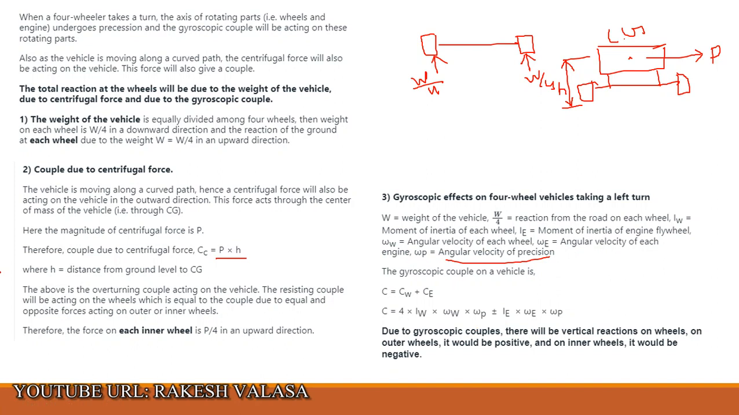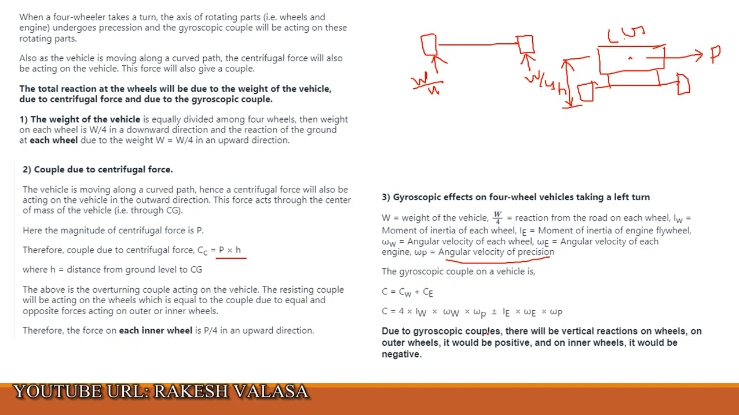Here the gyroscopic couple on the vehicle means considering rotating parts like wheels and engine. So summation of gyroscopic couple is gyroscopic couple of wheels plus gyroscopic couple of engine, CW plus CE. Here four wheels are there. We know the formula for gyroscopic couple, I omega omega P. Applying this to four wheels: 4 into I W into omega W into omega P, where W means wheels, plus or minus for engine, I E into omega E into omega P.